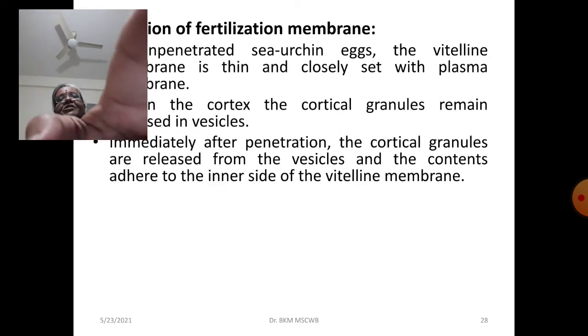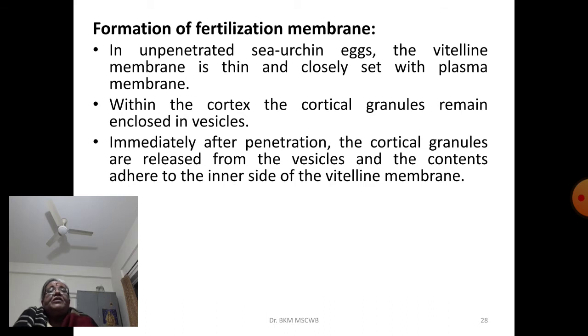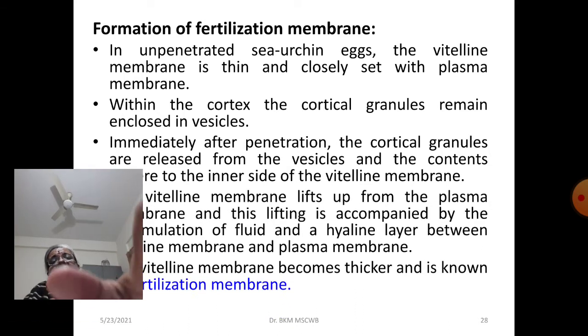Then, I was telling you, I am going to present a few more points regarding formation of the fertilization membrane. The diagrams you have seen in slides 23 and 24: in an unpenetrated sea urchin egg, the vitelline membrane is thin and closely set with the plasma membrane, right? We have seen that in one half of the egg, which shows the unpenetrated state. Within the cortex, the cortical granules remain enclosed in vesicles. But immediately after penetration, the cortical granules are released from the vesicles and their contents adhere to the inner surface of the vitelline membrane. That's what I was telling you.